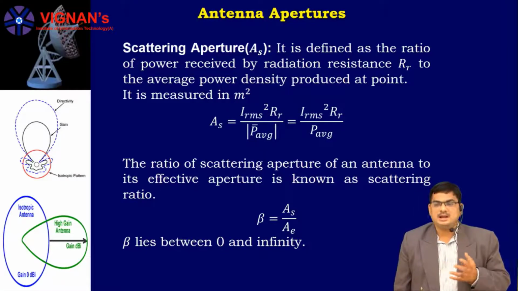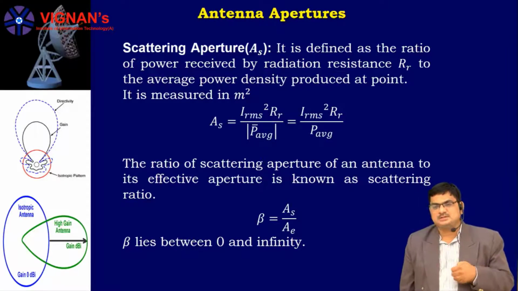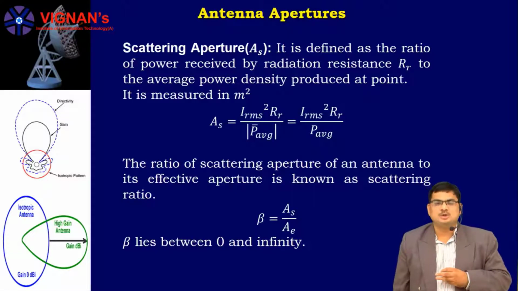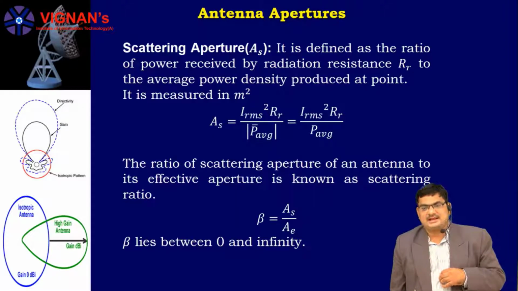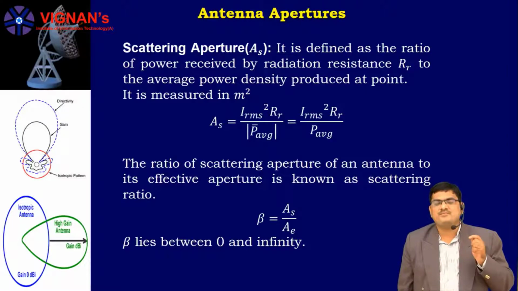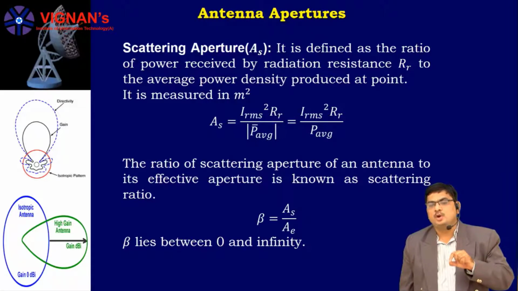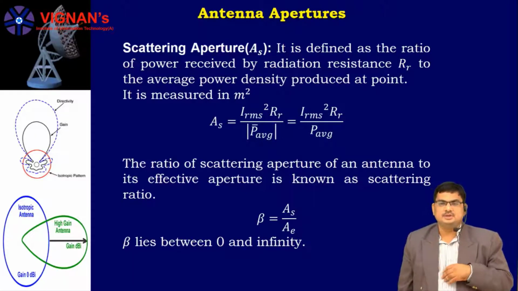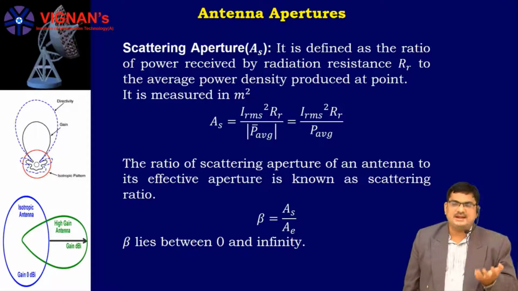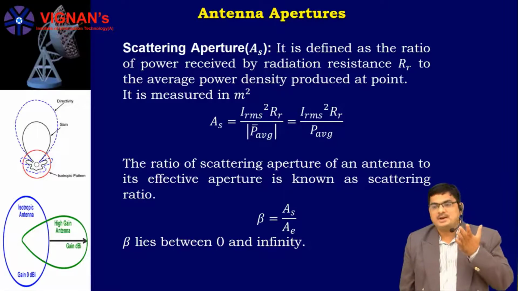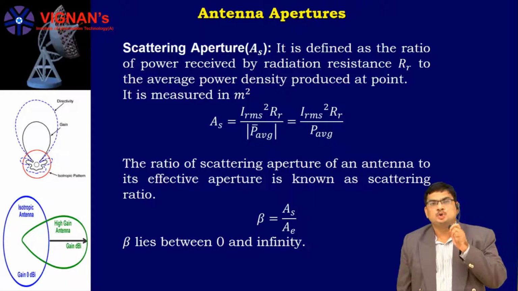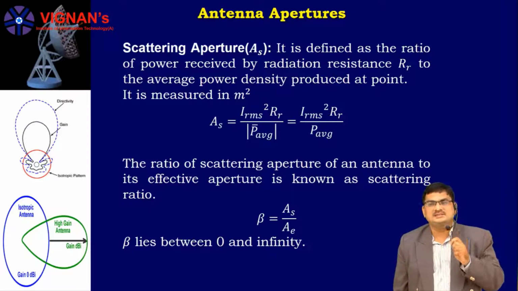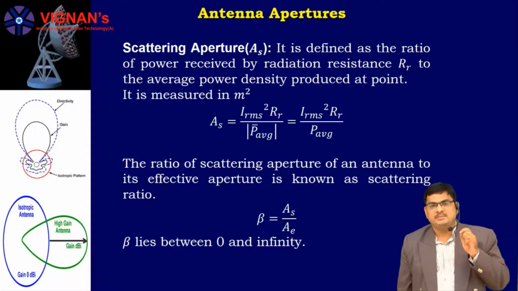Here we can define another ratio, the scattering ratio. Beta equals AS, the scattering aperture, by AE, the effective aperture. The value of beta lies between 0 and infinity. The scattering aperture is the ratio of power received by the antenna's radiation resistance to the average power density.